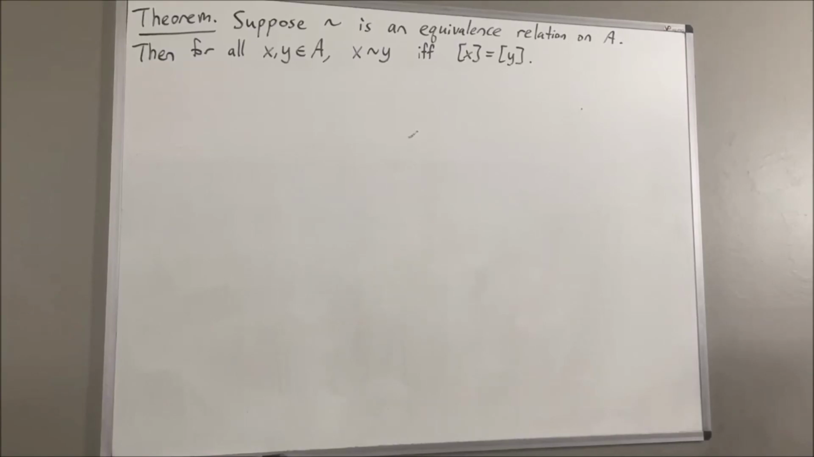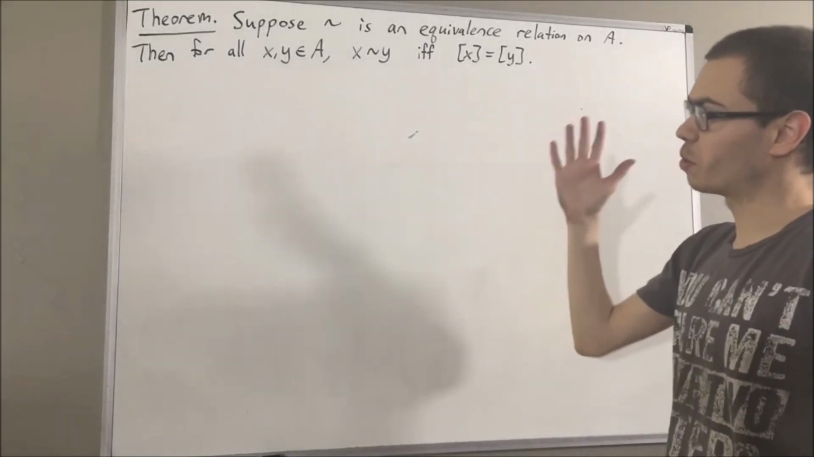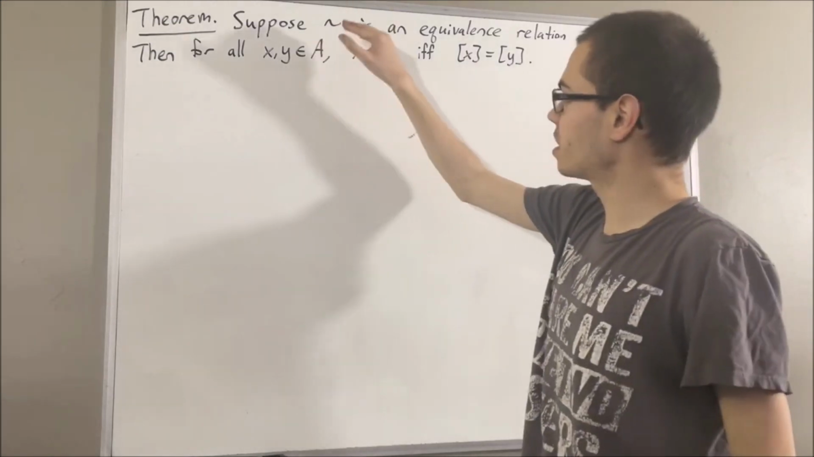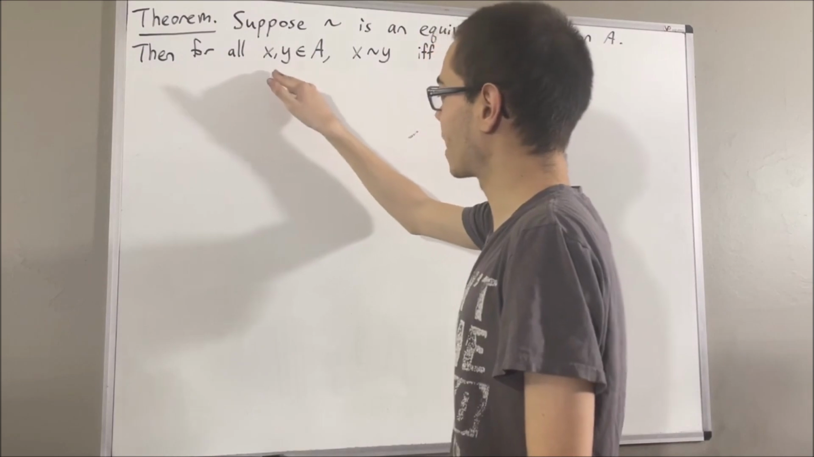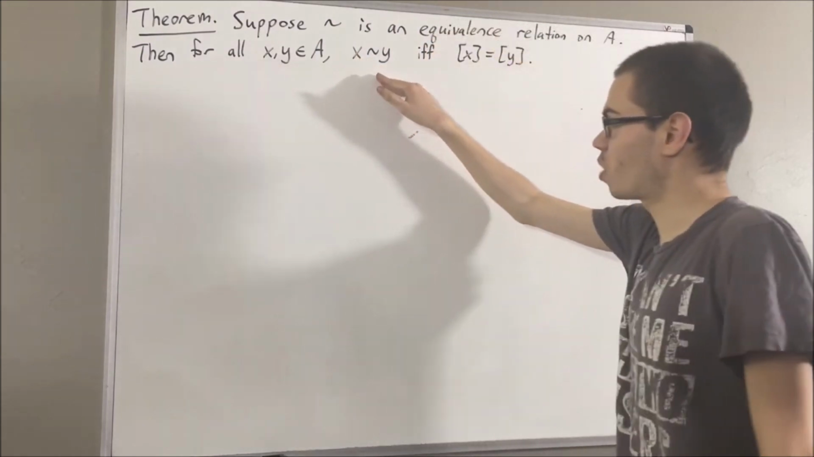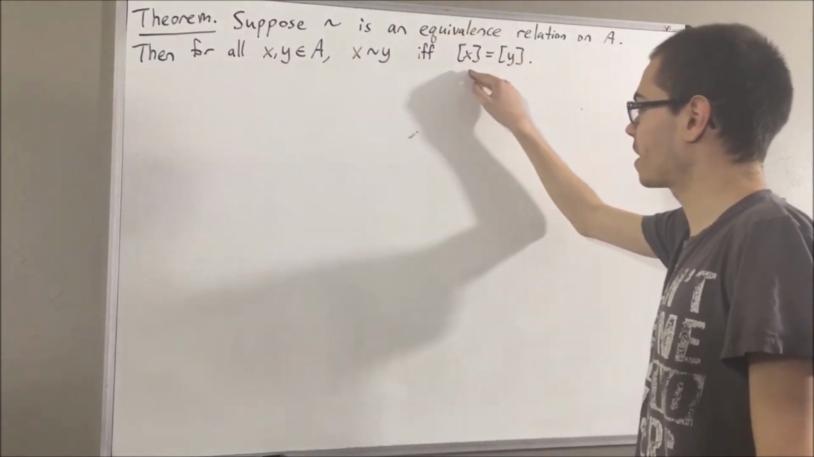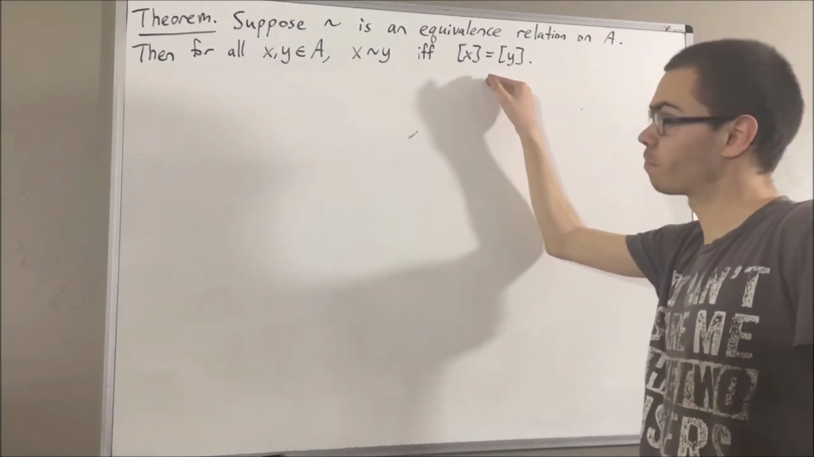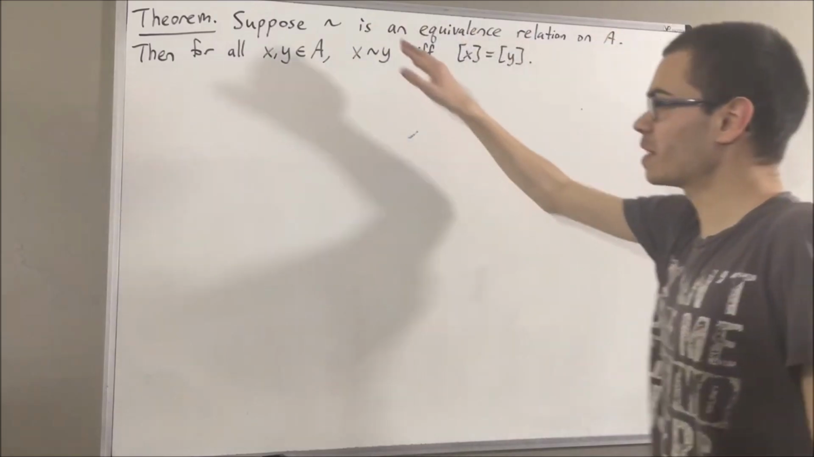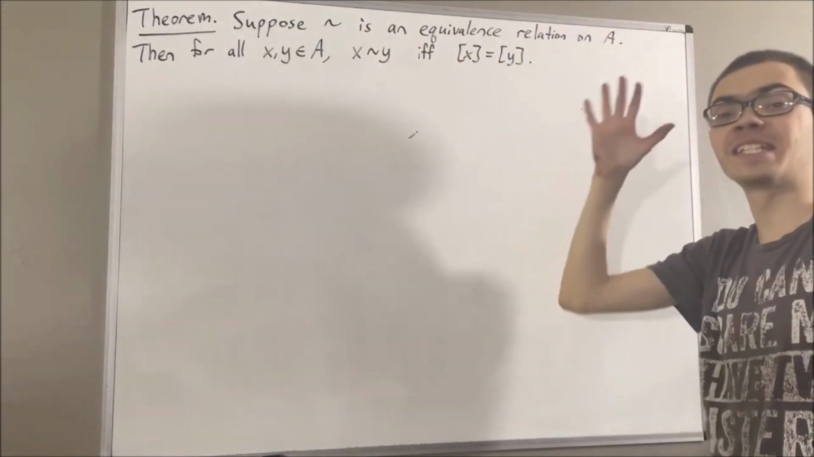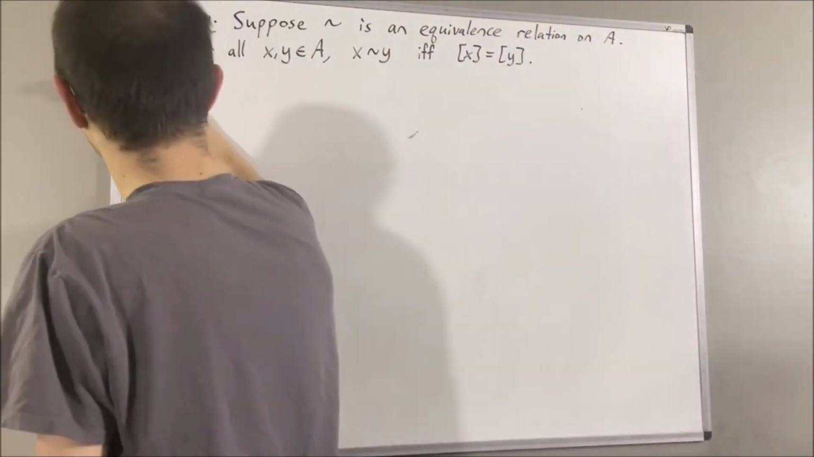Hello! In this video, we are going to prove the following theorem. Suppose tilde is an equivalence relation on A. Then for all x and y in A, x is related to y if and only if the equivalence class of x and equivalence class of y are equal. Now, since tilde is an equivalence relation on A, this means that tilde is reflexive, symmetric, and transitive.